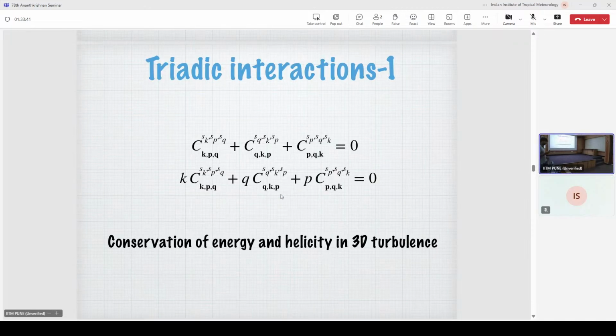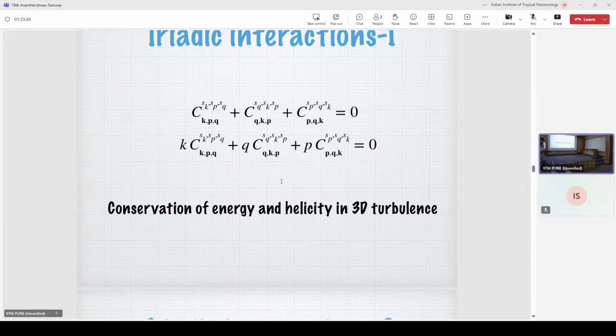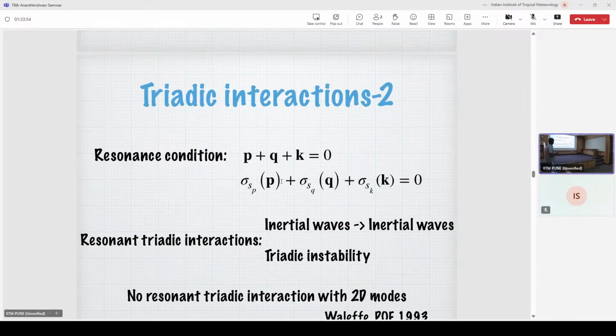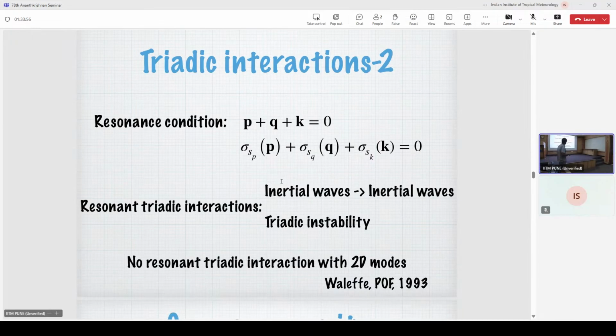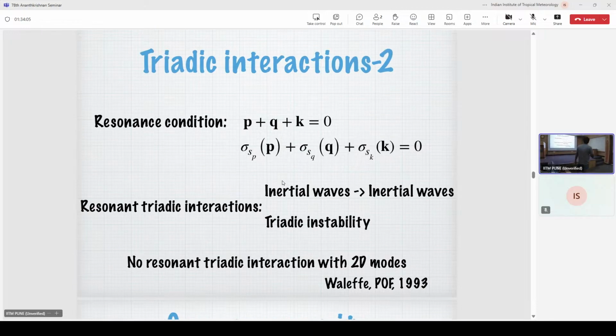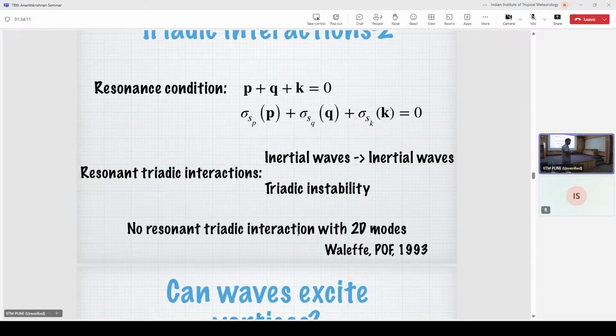And if you do this particular formalism, it obeys all the conservation laws of the Navier-Stokes equation. So you have conservation of energy and conservation of helicity, which you can show mathematically, and it's not very difficult. One of the main results of rotating turbulence is that the waves can interact with each other in a triadic manner. But when you have 2D modes, vortices, you can show that the waves and vortices do not interact. So the interaction coefficient identically becomes 0. So there's no energy transfer between waves and vortices.